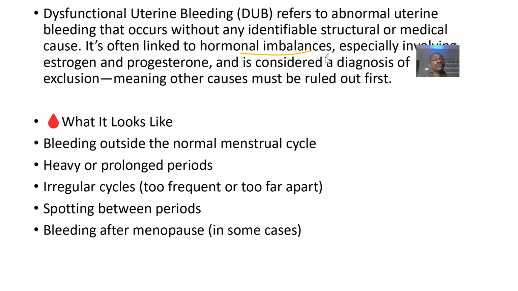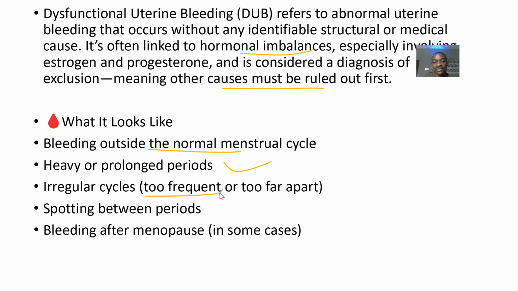So if you look for a cause, other things must be ruled out and not exist first before you say it's dysfunctional uterine bleeding. So what it looks like. The woman is bleeding outside her normal menstruation period. Alright? And probably when she's menstruating, the periods are so heavy, like it all joins together.